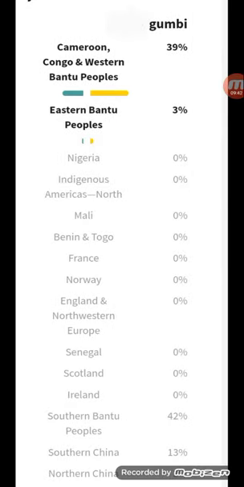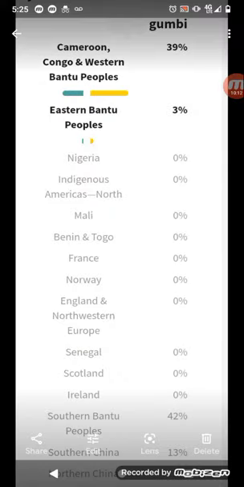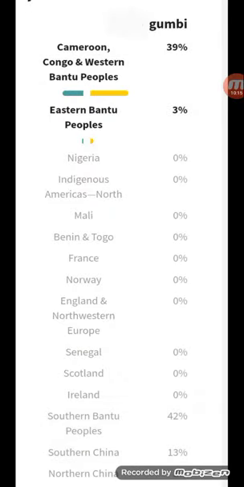This one is very interesting. I messaged him. His family is actually from South Africa and Zimbabwe. They're Ndebele. So their people migrated from South Africa to Zimbabwe. He's part of the Zulu tribe. But he's 39% Cameroon and Congo, 3% Eastern Bantu, and 42% Southern Bantu peoples, while 13% Southern China and 3% Northern China. Yeah, he told me he was about a quarter Asian.